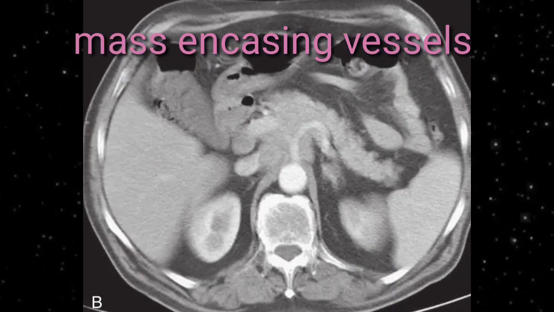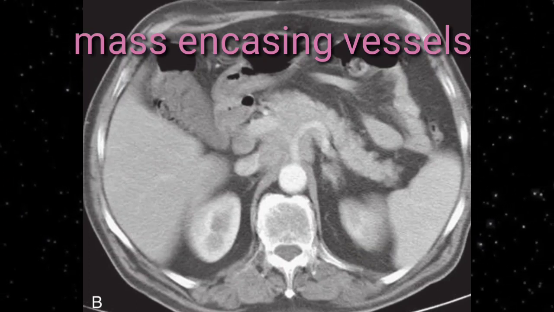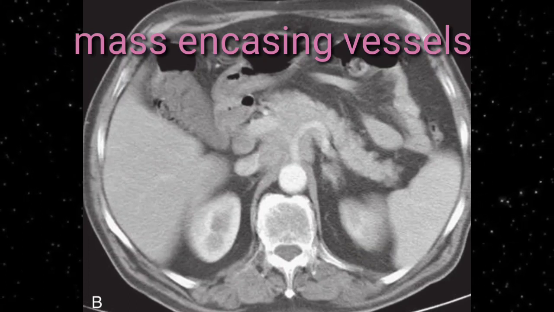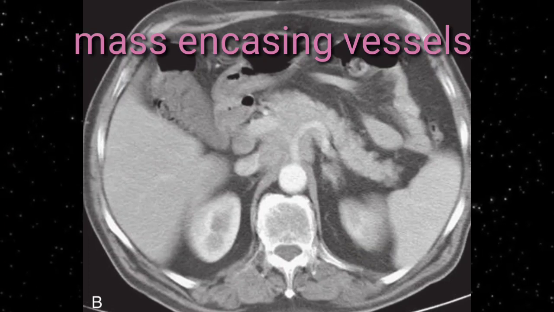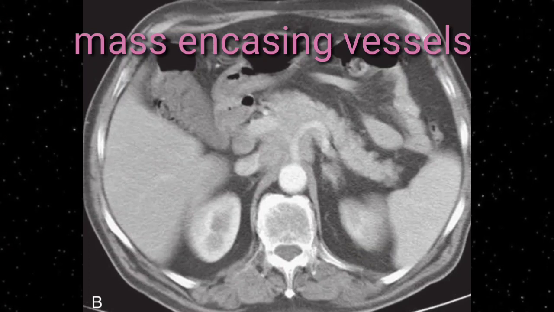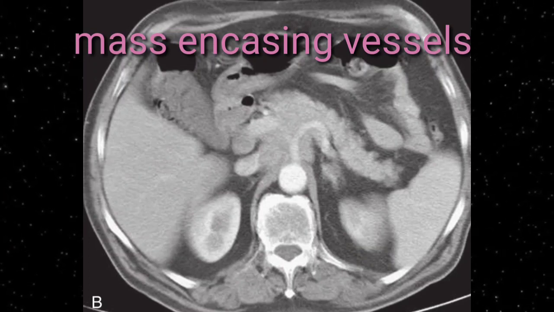Here on this image of the CT scan you can see that the mass is encasing vessels, and this mass is again not resectable. The pancreas is visible, but the mass which is encasing, if you could concentrate on it, so these vessels are occluded by the mass. So this slide shows that this mass is not resectable.